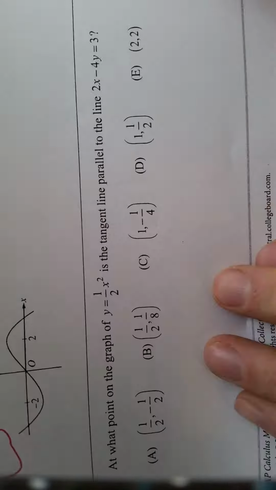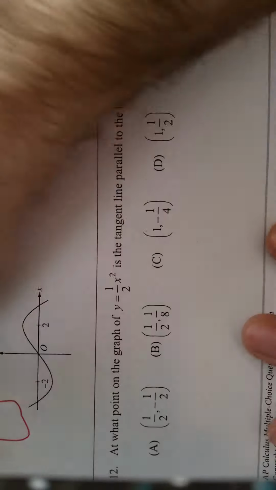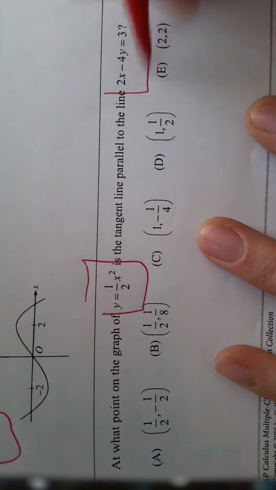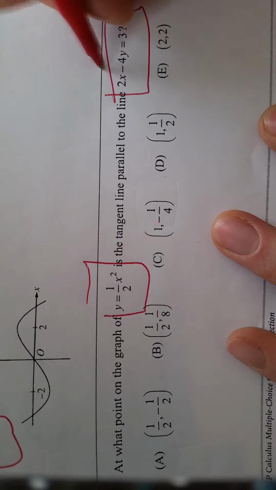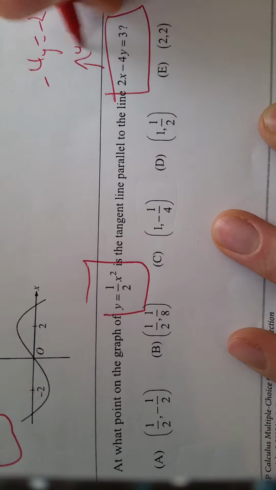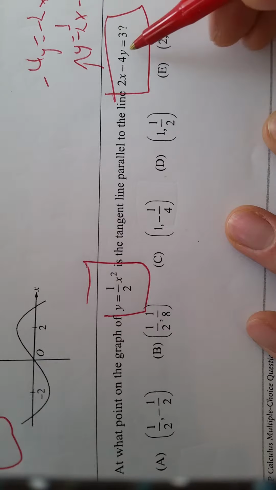Okay. Next one. At what point on the graph of this thing here is the tangent line parallel to this line here? First thing I'm going to do is figure out the slope of this line, so I'm going to put it in point slope form. Okay, so y equals 1/2 x minus 3/4. Okay, so the slope is 1/2.